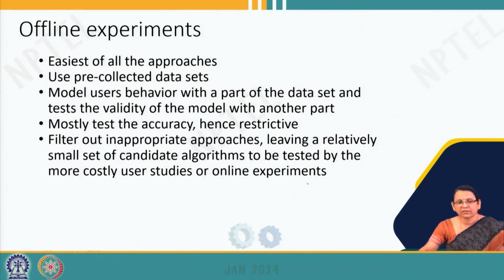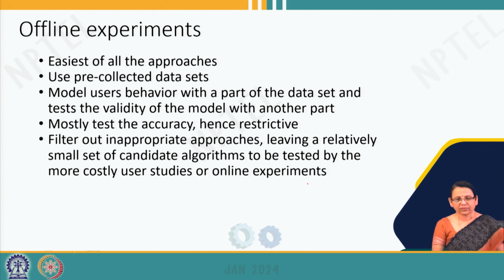Now, we start our discussion on offline experiments. Offline experiments are the easiest of all because the data set is already with you. It is pre-collected, it is historical data, and most of the time you have some kind of benchmark data sets available. Your MovieLens data set etc. are some kind of standard data sets which are typically used by many developers who are trying different algorithms.